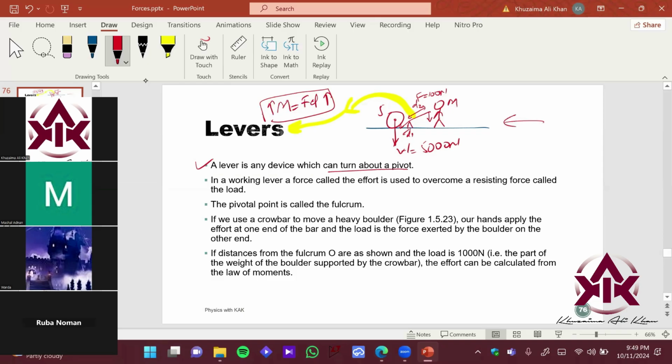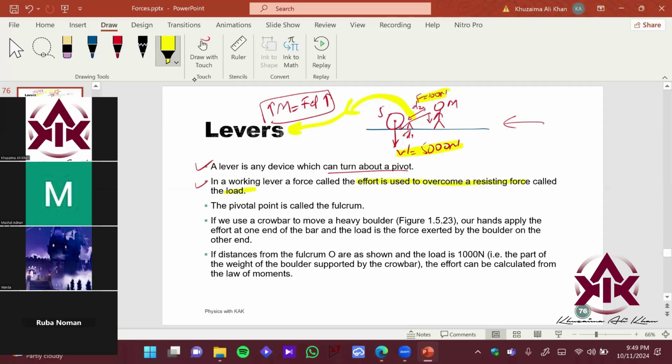In a working lever, a force called effort is used to overcome a resisting force called the load. So this is the load of the stone, and this is the effort. You're applying this effort to pick up or roll over the stone. The pivotal point is called the fulcrum. The pivot we have placed over here is called the fulcrum, and it's used to provide a point where you can apply the principle of moments.